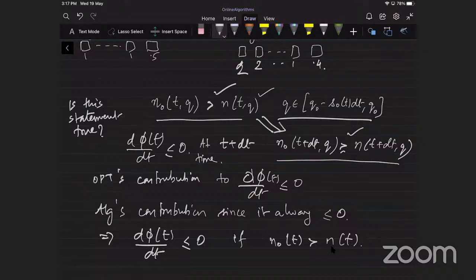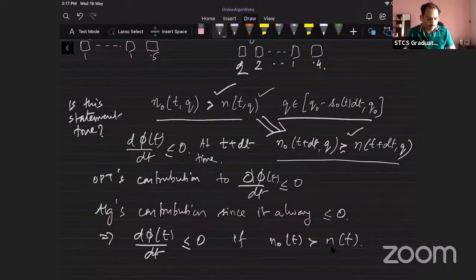Yes. So from here to here, I've just used the integrality of n and n0. That's all I've used. That if at a time t, n0 is strictly greater than n, that means that at time t plus dt, it can at best be equal to n. So just looking at the OPT's contribution, d phi t by dt is less than or equal to 0. The algorithm's contribution is always negative, so I'm not even going to count how much it is, because all I needed to show was that it is less than or equal to 0.